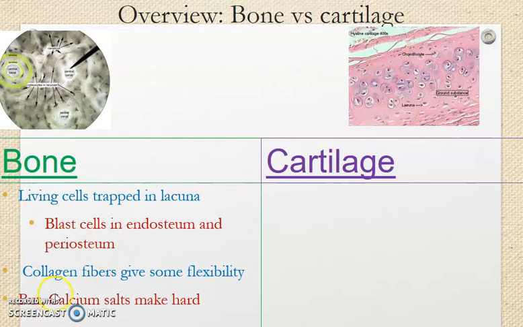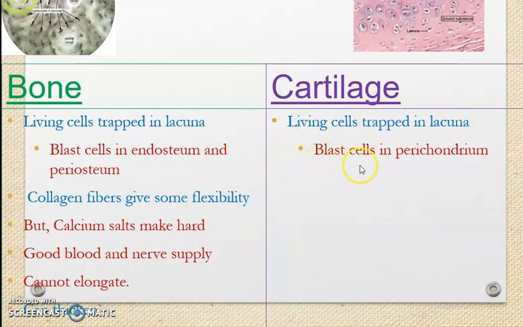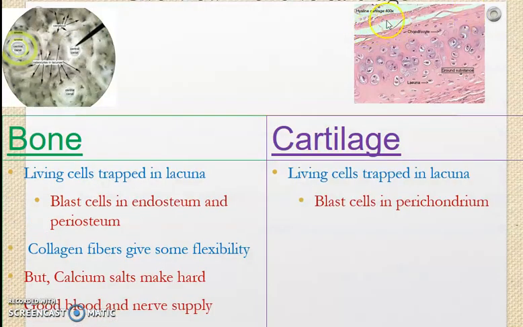Bone has calcium salts. That makes it hard. It also has a good blood supply and nerve supply. It cannot elongate, and it can thicken. Now, cartilage. It has living cells trapped in lacuna, but the blast cells are only in the perichondrium. So if you look at this cartilage here, it's not hollow. You only have cells out here and out here. You have no hollow inside.